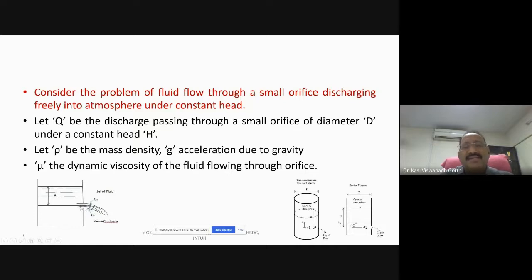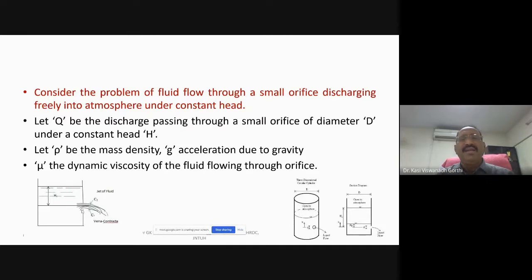The moment I say orifice, what is the size of the orifice? This is one physical parameter which may be an independent variable. So the diameter of the orifice is required. Also, up to what level the liquid is available, that means the head over the orifice, is required. Then what are the properties of the fluid which is discharging? Like what is the mass density? What is the dynamic viscosity of the fluid? And of course, where is this located? Acceleration due to gravity. All these are becoming the independent variables.